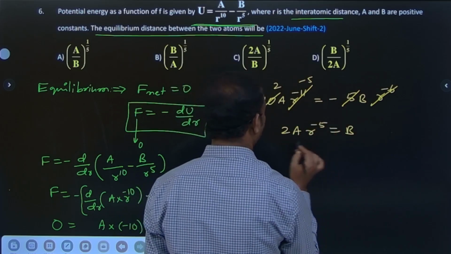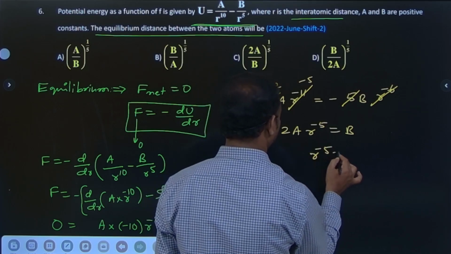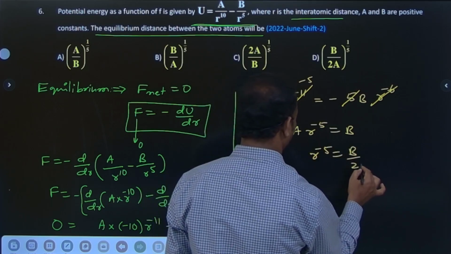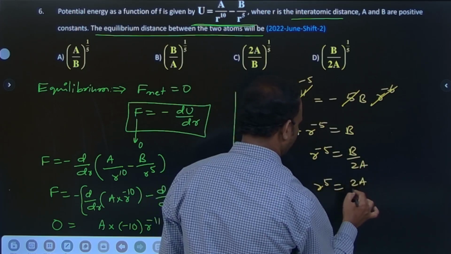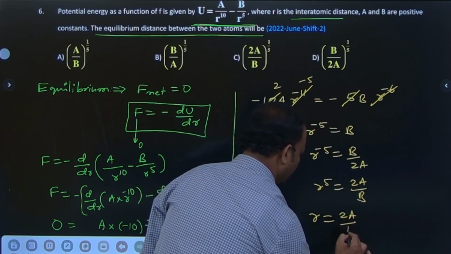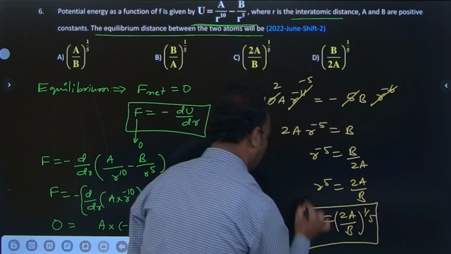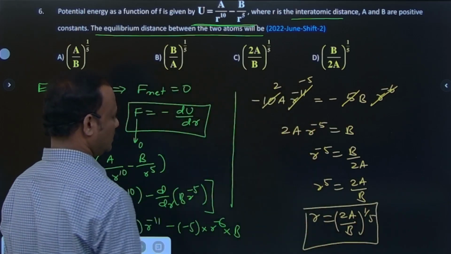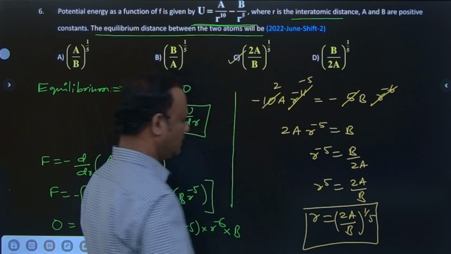So r to the power of minus 5 is equal to B by 2A. R to the power of 5 is equal to 2A by B. R is equal to 2A by B to the power of 1 by 5, is the answer. So the option is 2A by B whole to the power of 1 by 5. Option C is correct.